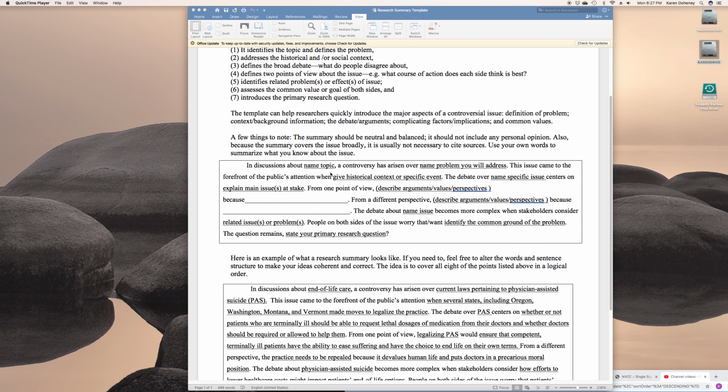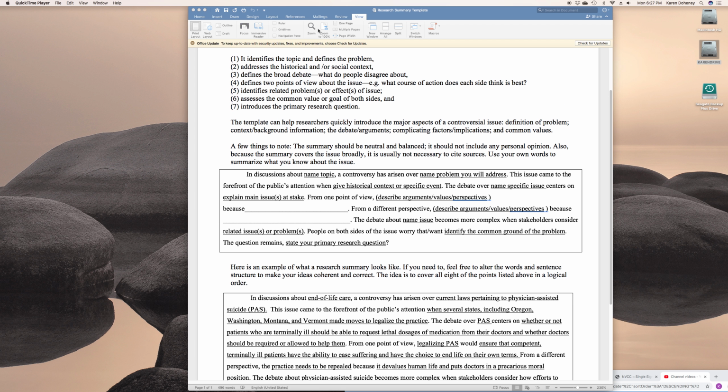So for example, identifies topic and defines the problem. Number 1, we can see in that first sentence, in discussions about name topic, a controversy has arisen over name the problem you will address. That's the second half of number 1. So you can see as you're filling through, this issue came to the forefront of the public's attention when, and then there's a place for you to add some context and specific events. You can give more details about that if you like, but you don't have to go into too much detail right here.